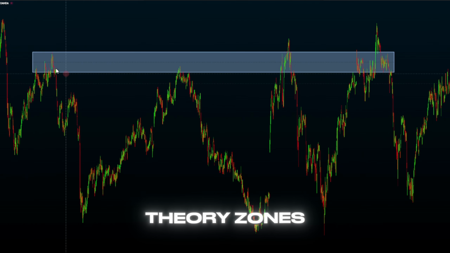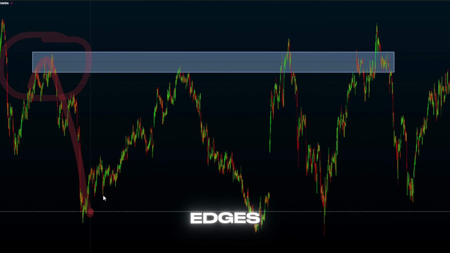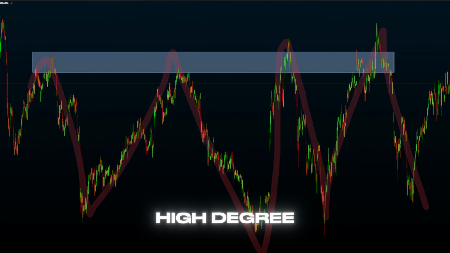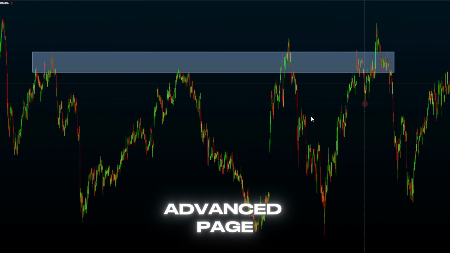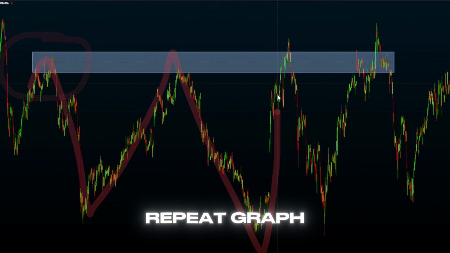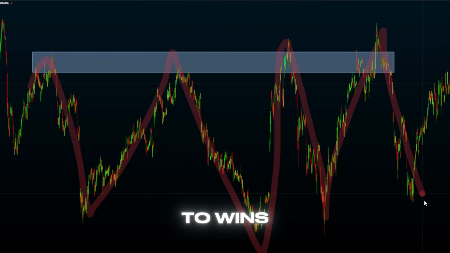Deeper: graph theory, zones as vertices, moves as edges. Strong zones have high degree, many retests. Logically, trade high degree for reliability. Advanced: PageRank, zone authority from past reactions. Graph zones, connect to wins.